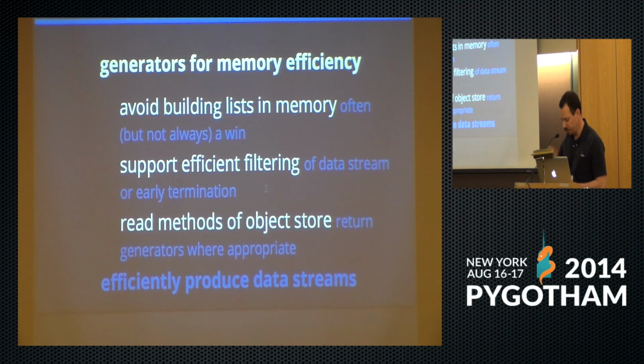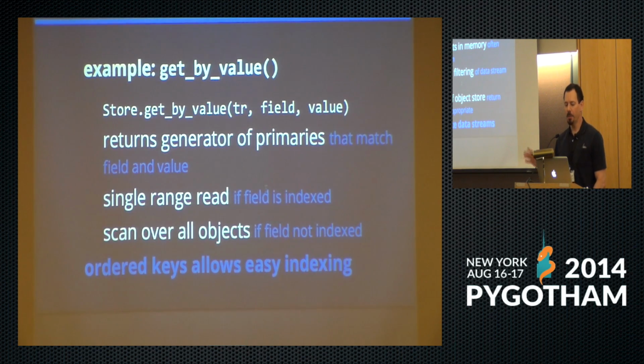In the example object store that I have on the GitHub, I use generators to, whenever there's a method that ranges over a set of objects and returns the result, what it's actually returning is a generator that will return the results one by one. Much more efficient than actually building a list in memory. I'm sure many of you are familiar with that technique.